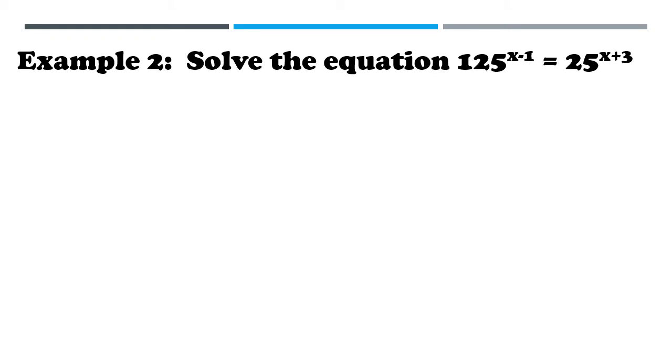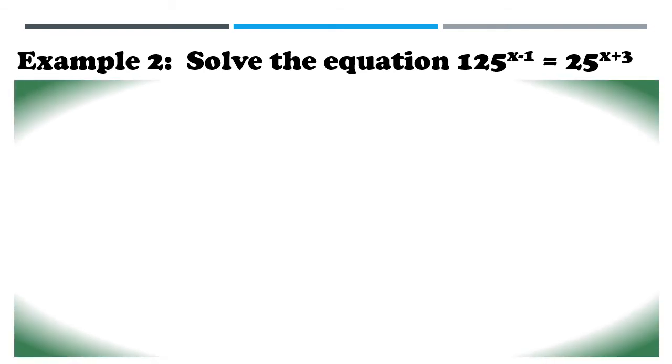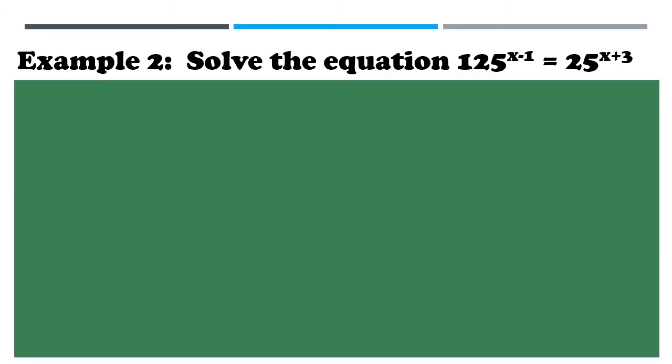Punta naman tayo sa second example. Solve the equation 125 raised to x minus 1 is equal to 25 raised to x plus 3. As you can see, in our example, ang 125 at 25 ay divisible by 5. So, I will write our given, this 125 raised to x minus 1 equals 25 raised to x plus 3. So, pwede ko siyang isulat with the base 5 since all of this is divisible by 5.